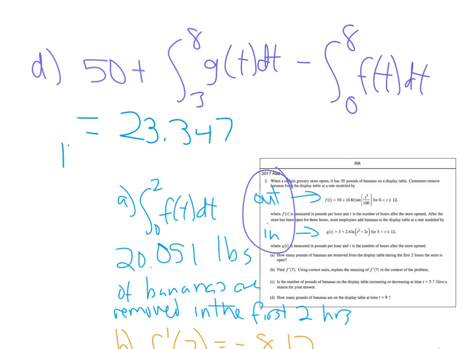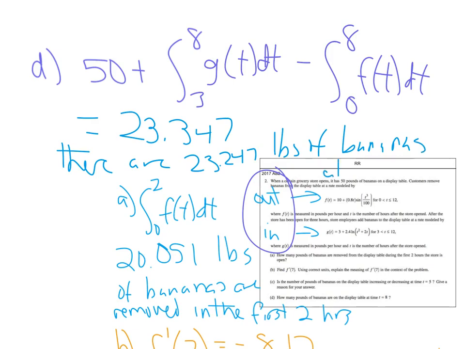So if I do those things on my calculator again, I get 23.347. So there are 23.347 pounds of bananas at t equals 8. I don't know if that's a lot or a little. So I messed up part C there with my explanation, but I hope that my correction makes sense.